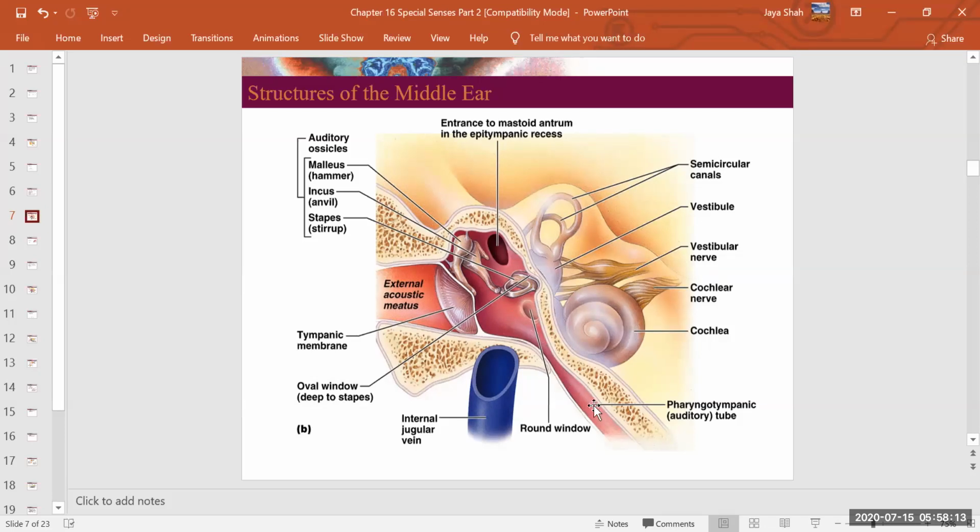So if somebody has middle ear cavity infection, it is called otitis media, while our patient was suffering from otitis externa. Middle ear infection is called otitis media. And inner ear infection is called labyrinthitis, because another name for the inner ear is labyrinth. Labyrinthitis.